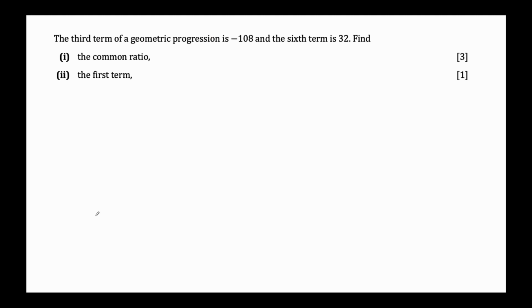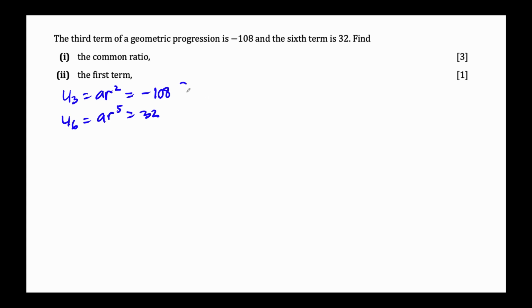Hello everyone. So today we're going to discuss series. In this case, the third term of a geometric progression is negative 108, and the sixth term is 32. Find, i, the common ratio, ii, the first term. Let's check. In this case, u3 equals ar squared equals negative 108, and u6, which is ar to the power of 5, equals 32.